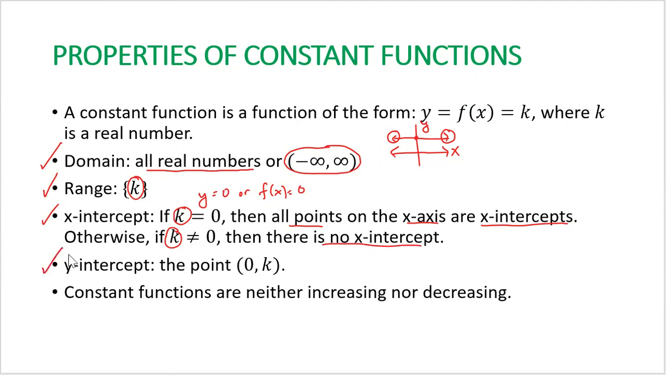Now the y-intercept will always be the point 0 comma k. So for any real number k, even if k is 0 or not, the y-intercept will be the point 0 comma k. And then constant functions are neither increasing nor decreasing since its graph is a horizontal line.